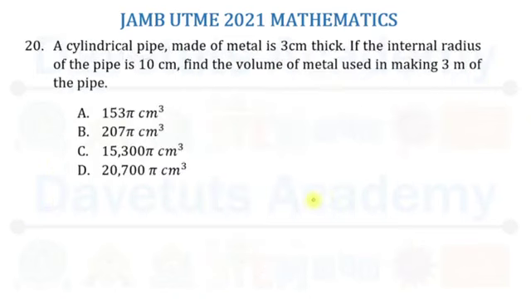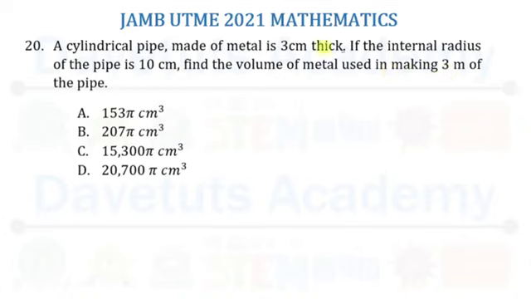In this question on mensuration, we are told that a cylindrical pipe made of metal is 3 centimeters thick. Now, the internal radius of the pipe is 10 centimeters, and we are to find the volume of the metal that is used in making 3 meters of the pipe.